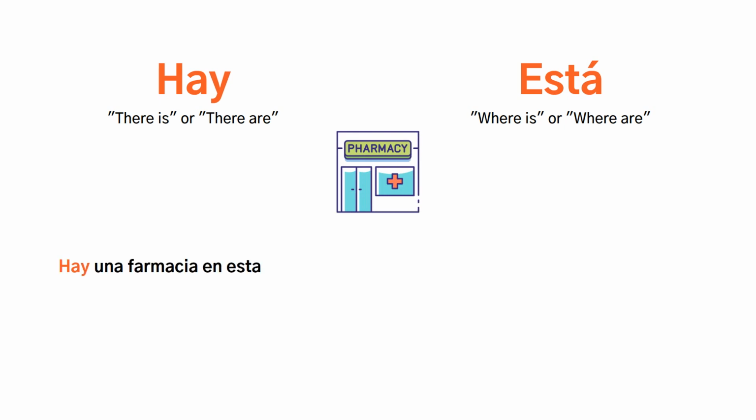Hay una farmacia en esta calle. There's a pharmacy on this street. You're informing someone that a pharmacy exists here. Maybe they need medicina, and you're letting them know one is available.